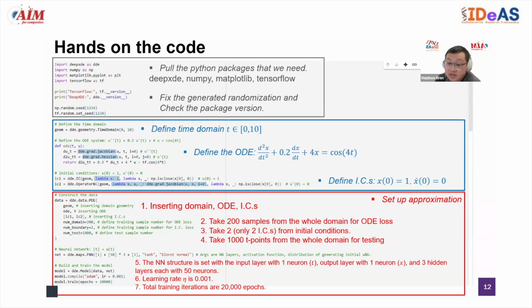The initial displacement condition is defined by the IC function in DeepXDE, and we still use the Jacobian to define the initial velocity condition. Then we insert the ODE and the geometry into the solver. We take 200 samples for the ODE loss and only 2 samples for the initial condition loss, because we only have 2 initial conditions. We take another 1,000 points for testing. The NN structure is set with 3 hidden layers, each with 50 neurons. The learning rate is 0.01, and the total number of iterations is 20,000 epochs.